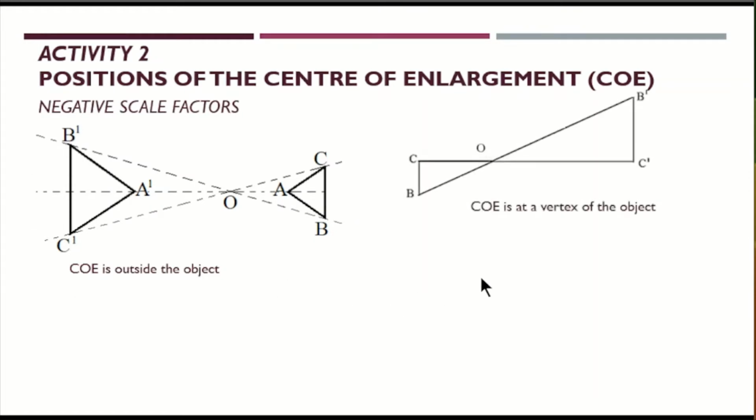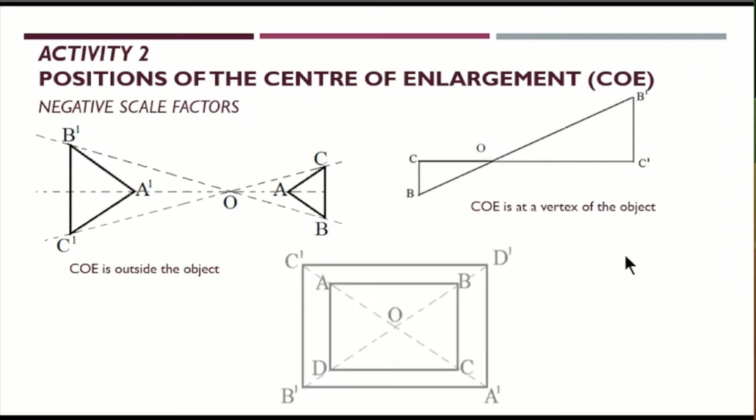The center of enlargement can also be at the vertex of the object. So in this case, the object triangle OCB and the image triangle OB prime C prime share a common vertex at O, which happens to be the center of enlargement. And also the corresponding vertices B prime and B lie along the same line, and then C and C prime are also on the same line.